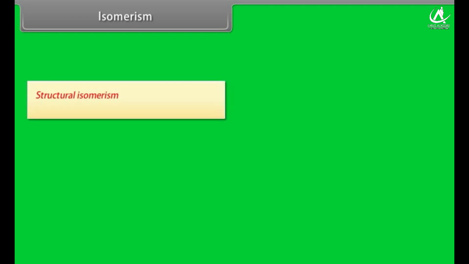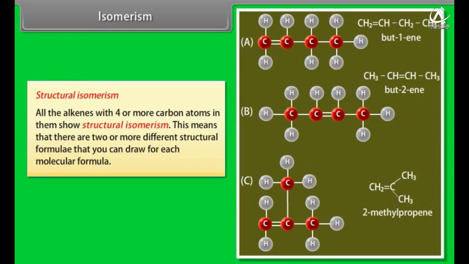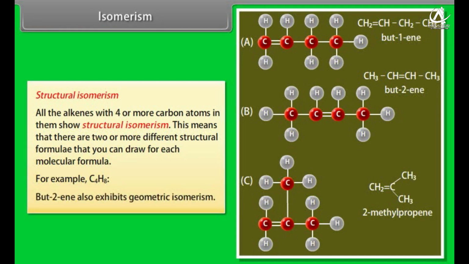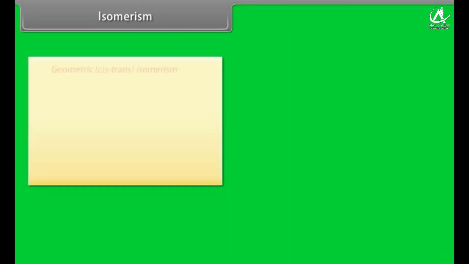Isomerism. Structural isomerism. All the alkenes with 4 or more carbon atoms in them show structural isomerism. This means that there are 2 or more different structural formulae that you can draw for each molecular formula. For example, with C4H8, it isn't too difficult to come up with these 3 structural isomers. There is, however, another isomer, but-2-ene, which also exhibits geometric isomerism.